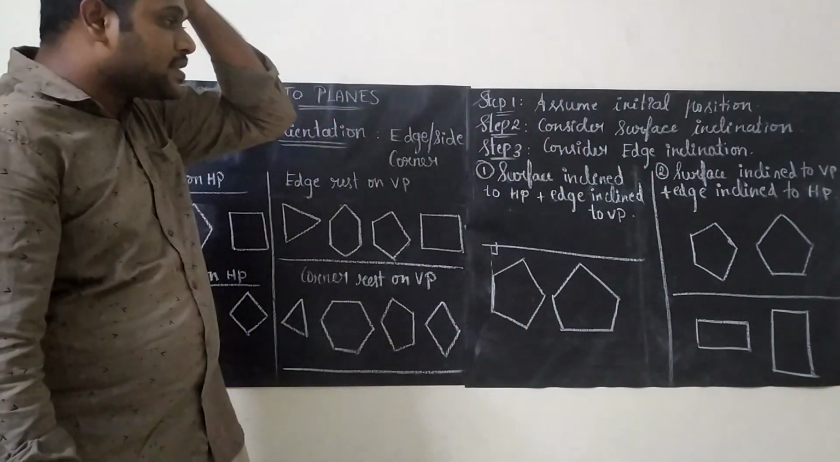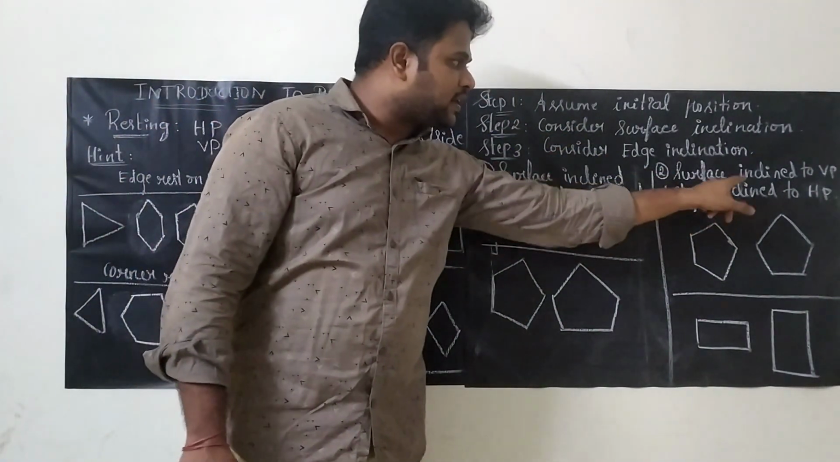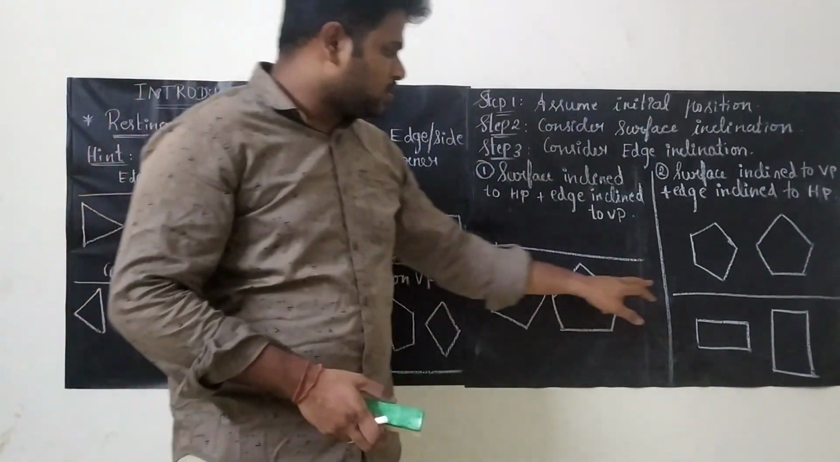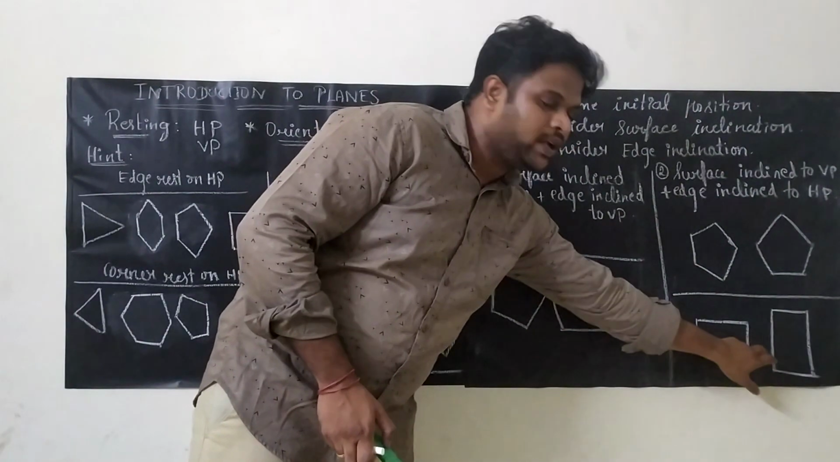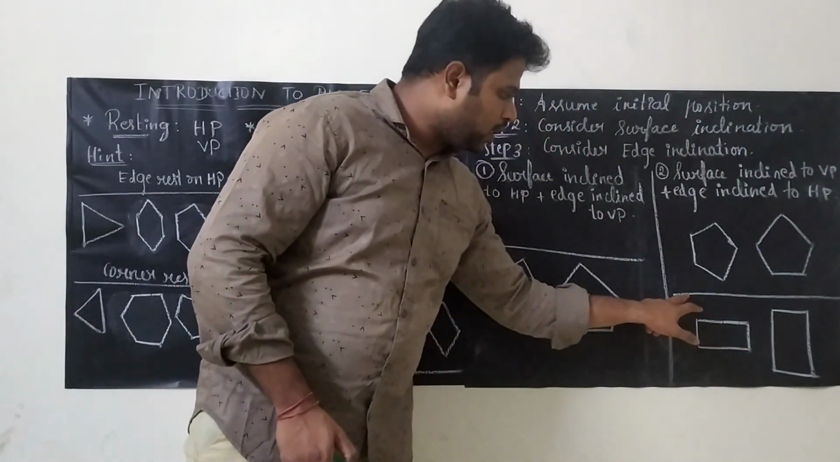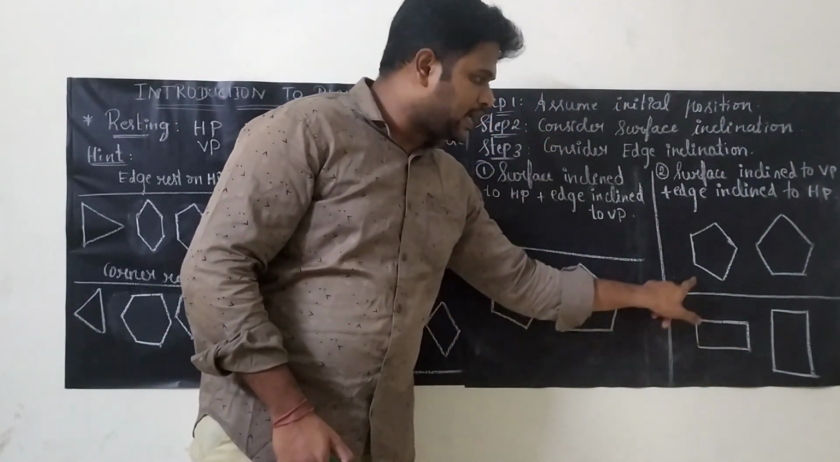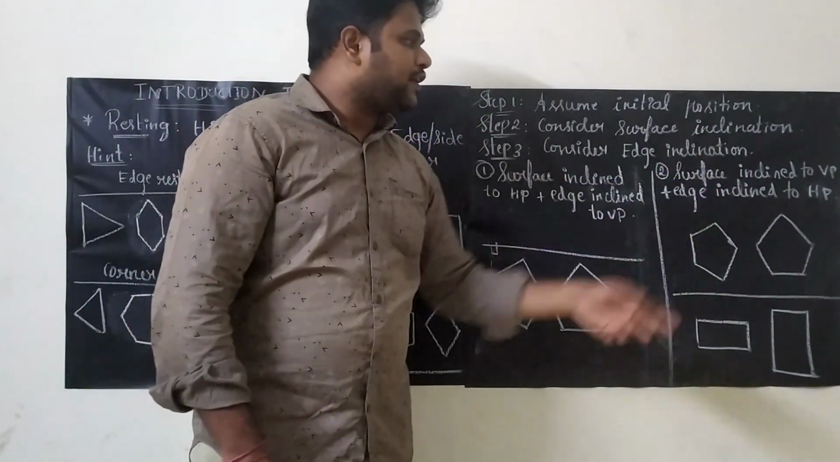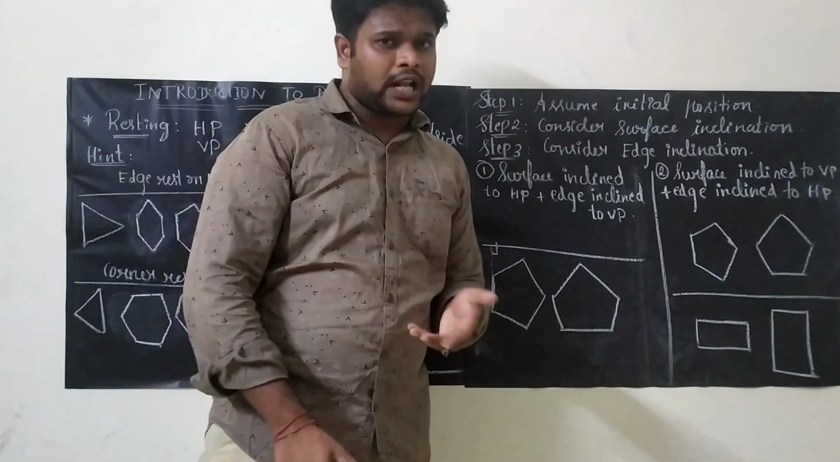In the second case, just see the second case, the surface inclined to VP. So you will be drawing the diagram in VP. Okay, so just don't consider this rectangle. This I will be telling separately. Consider only this reference line as well as these 2 diagrams. Surface inclined to VP means you will be drawing the diagram in your VP.